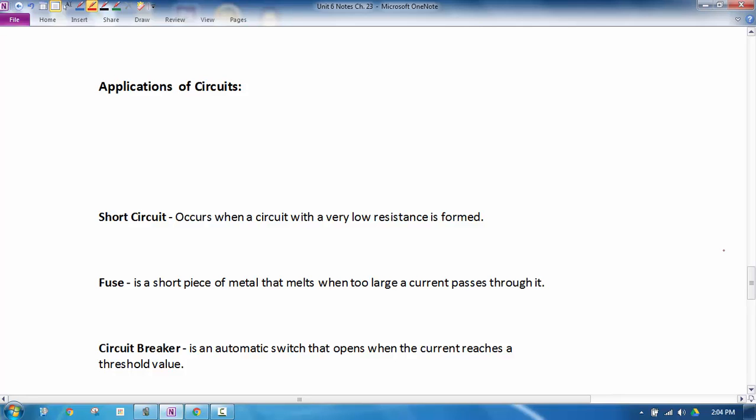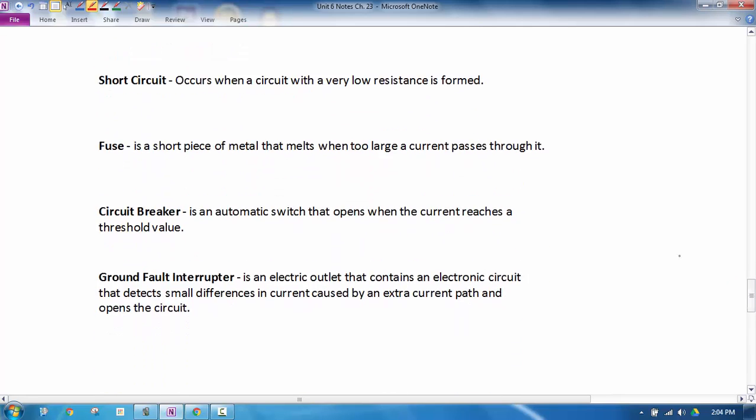But some terms we're going to want to know, some vocab, is short circuit. This occurs when a circuit with very low resistance is formed. And a circuit with low resistance, obviously, we're going to have a lot of current, so much so that we're going to break a fuse or a circuit breaker in many cases. A fuse is just a short piece of metal that melts when too much current goes through it, like what you'll find in your car.